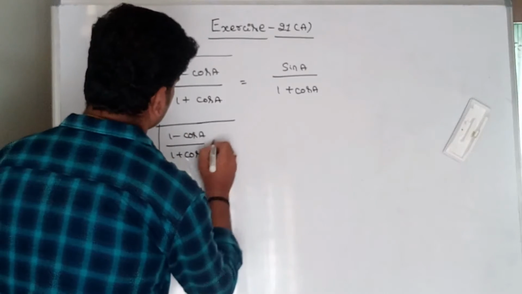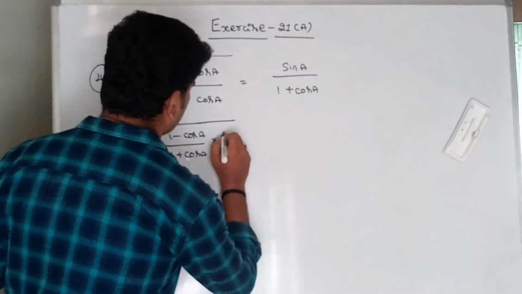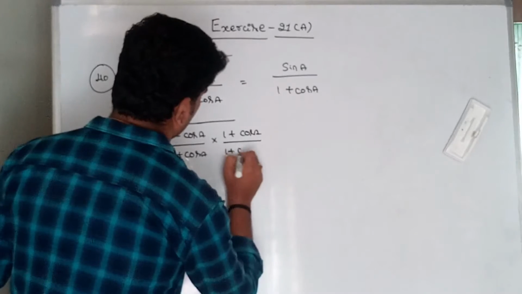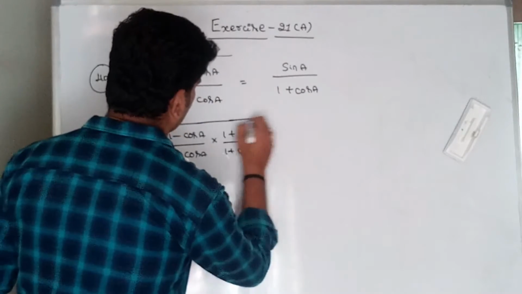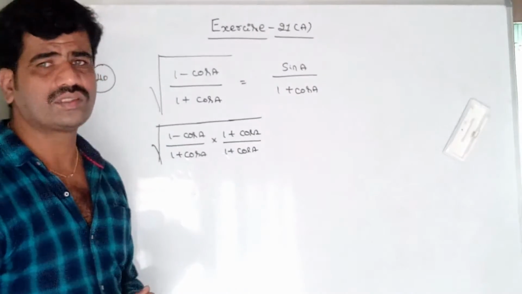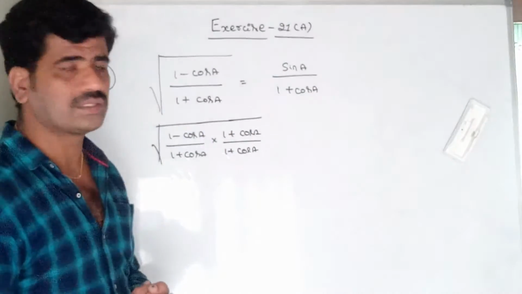Here, what? In the last problem I multiplied by 1 minus cos A, but here I am going to multiply by 1 plus cos A by 1 plus cos A. Multiply and divide by 1 plus cos A by 1 plus cos A. What is the reason? Both will get cancelled, and the value remains.